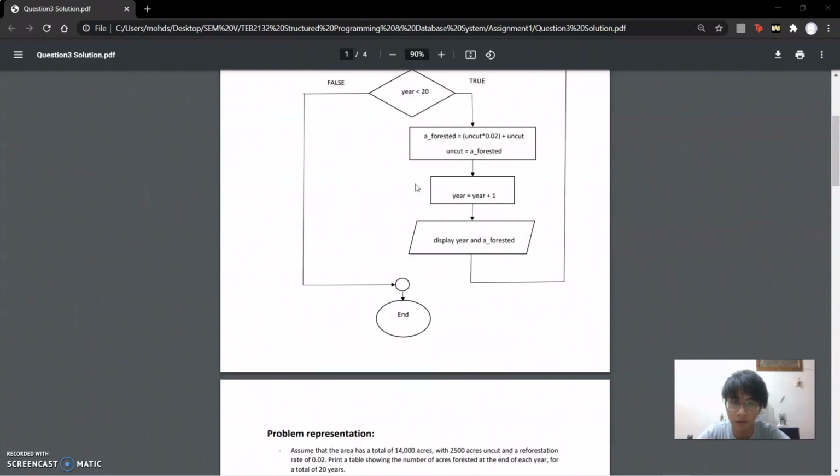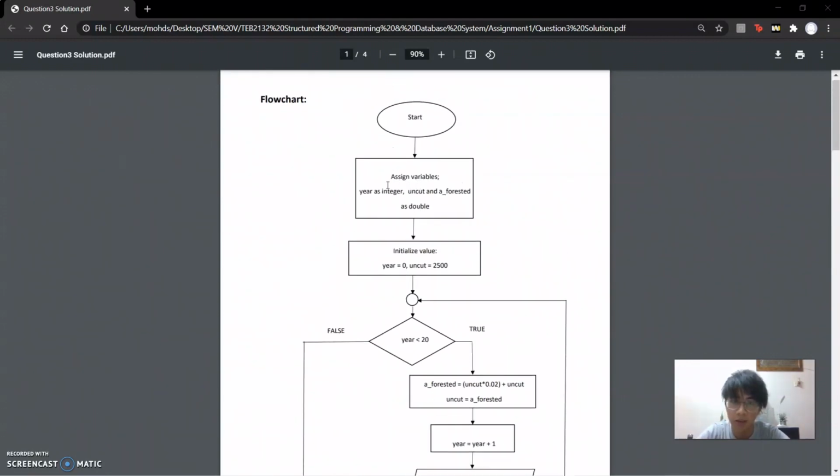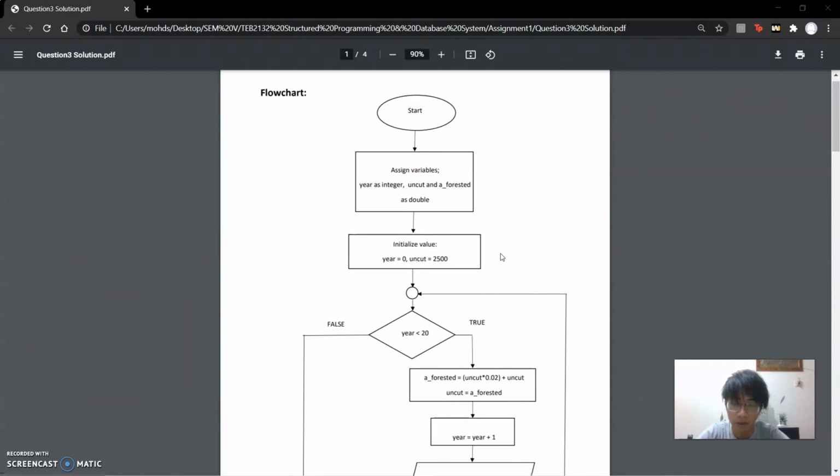So to start off, I will show you the flowchart for this program. So first, as usual, start the program, and then we assign the variable year as integer and uncut, and A forested for double. A forested means the area that have been forested. And next, we initialize the value year to 0 and uncut to 2,500 as the question asks us to do.